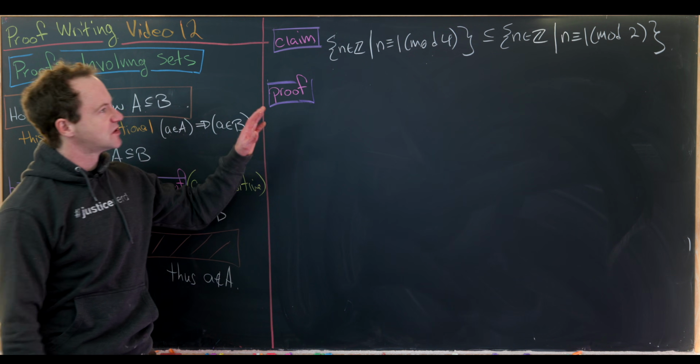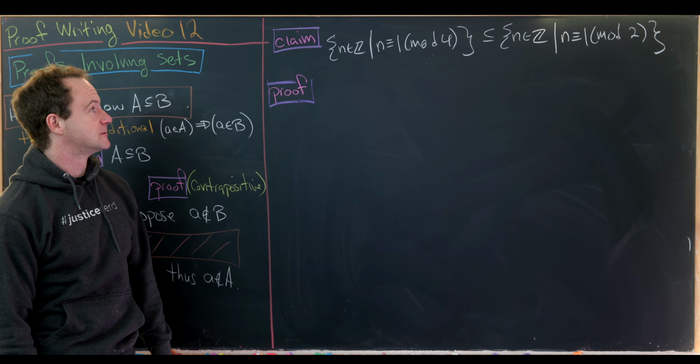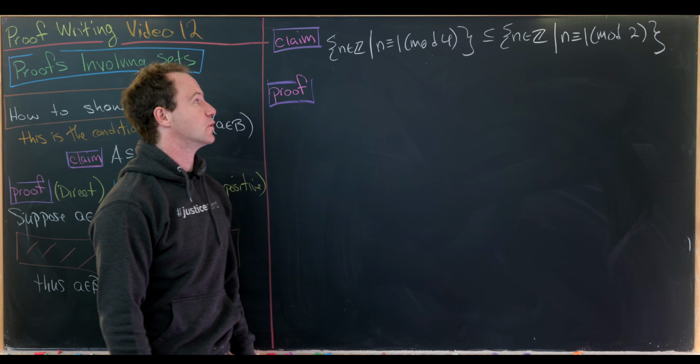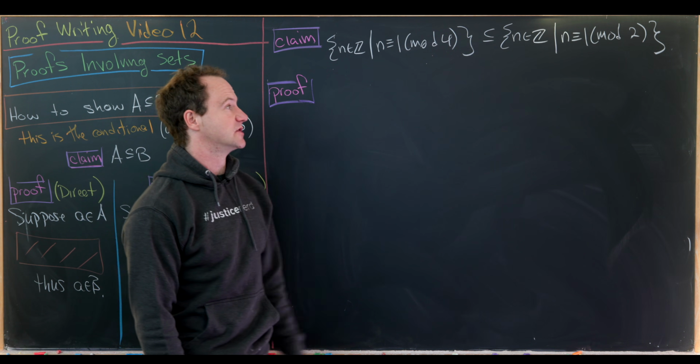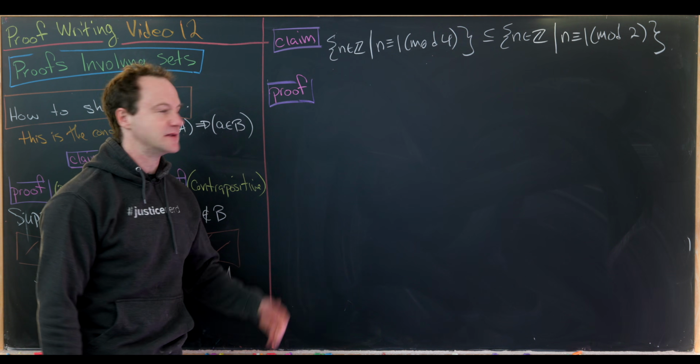Okay, good. So let's look at this first example, which I think we might do both ways. So we'll show that the set of all integers that are congruent to 1 mod 4 is a subset of the set of all integers which are congruent to 1 mod 2. Okay, so let's get to it.